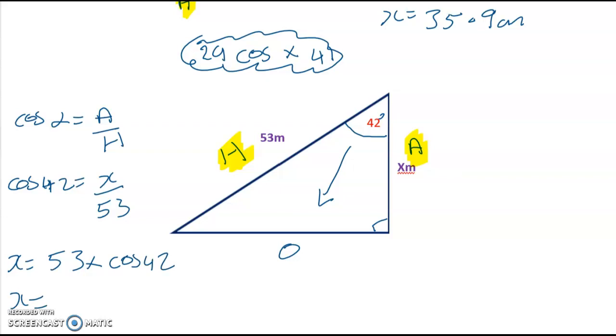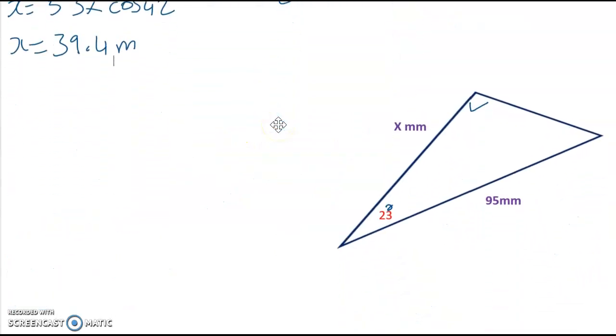X equals, so in the calculator, 53 times cos 42. Remember, it's always the angle that goes with your cos. That gives 39.4 metres. Remember, in your mobile phone, you need to do 42, then press cos, then times by 53. Okay, one last one here.